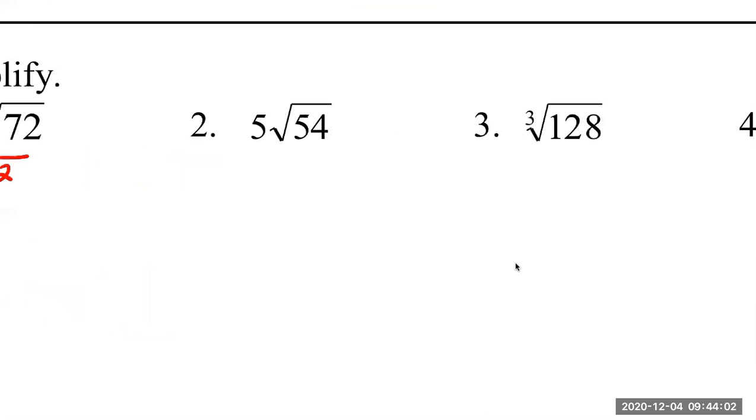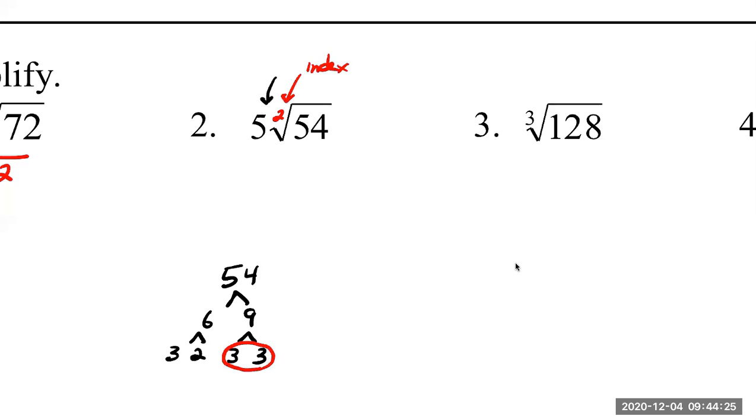For number 2, there's a 5 waiting to be used on the outside, but 54, we would have 6 times 9, and 9 is 3 times 3, 6 is 3 times 2. So we're looking for pairs. Since it's a square root, the index is 2, so we're looking for pairs.